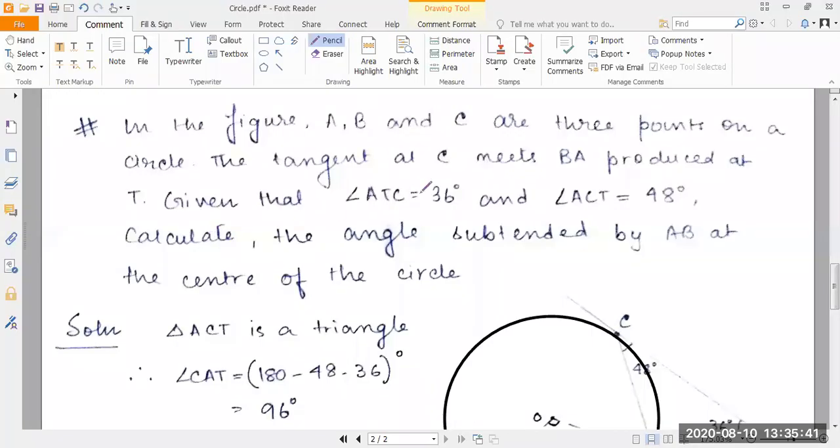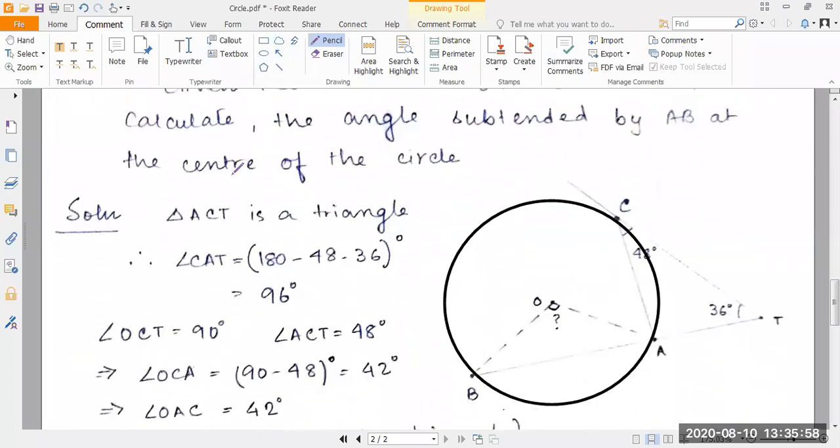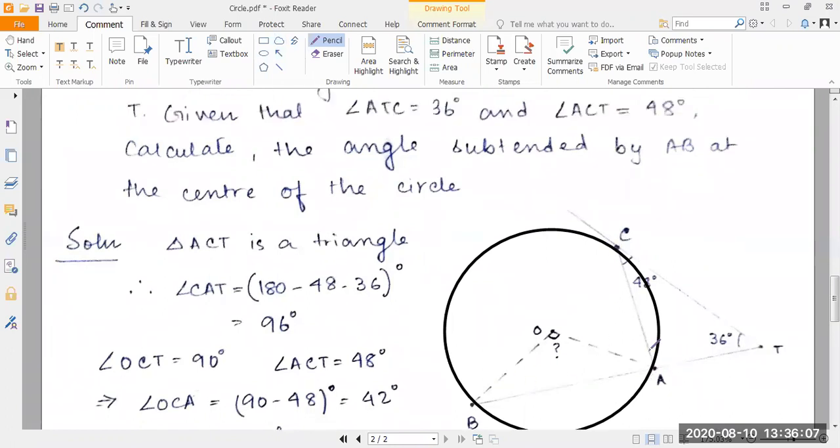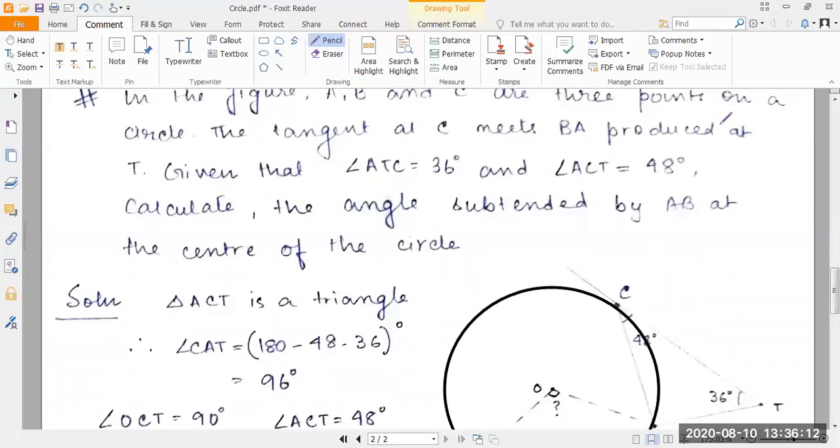So this is the third sum that we'll be considering for the chapter on circle. So let's read the sum first. In the figure, A, B, C are 3 points on a circle. As I mentioned before, I always like to tally my theoretical data with my visual representation of the sum. So A, B, C are 3 points on the circle. That matches. The tangent at C meets BA produced at T.